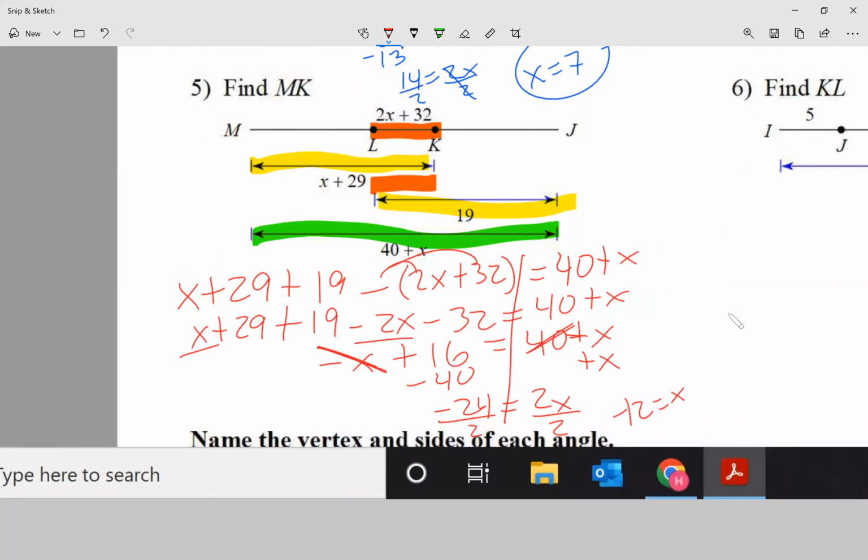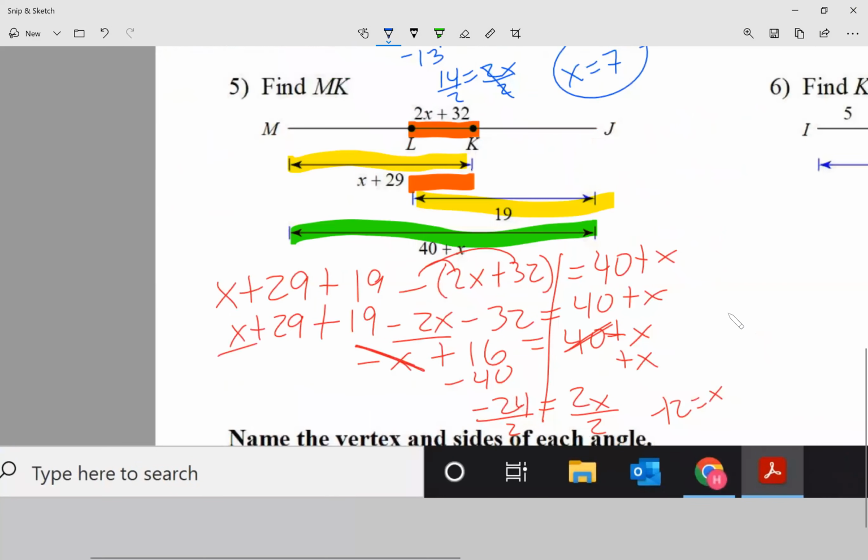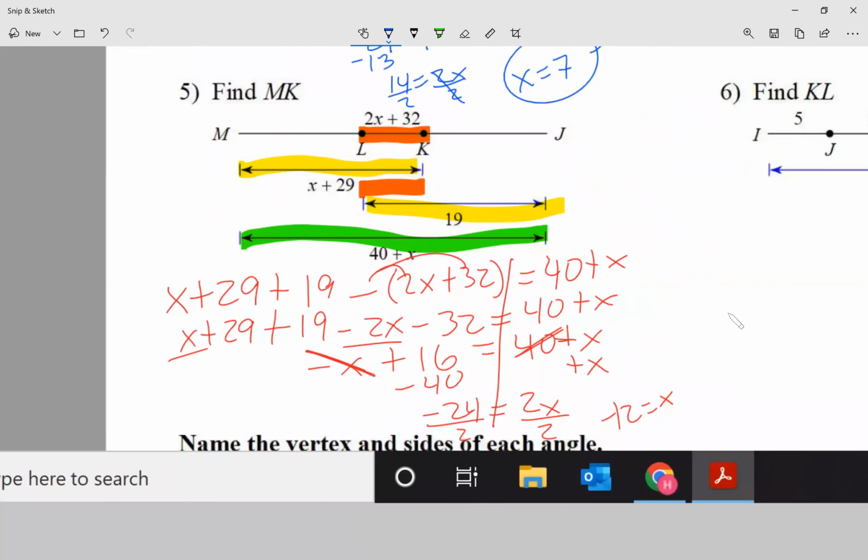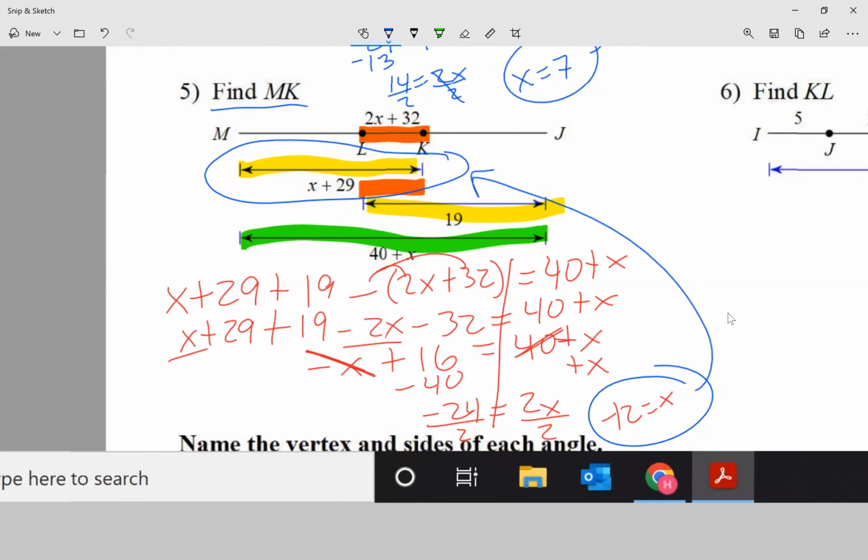I'm asking, what's MK? All right, I've got to understand what I'm asking here: the distance between M and K. Now MK is this one, x plus 29. I know the value of x. Remember, I just found the value of x, so I'm going to plug it in here. x plus 29, so I have negative 12 plus 29, and that is 17.